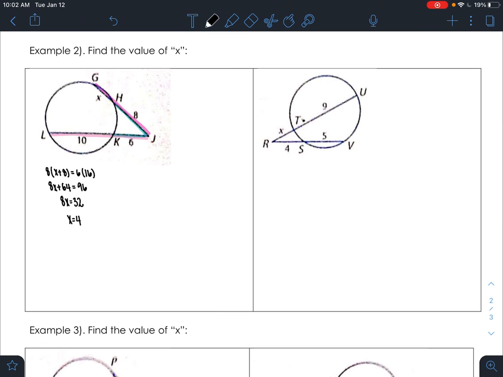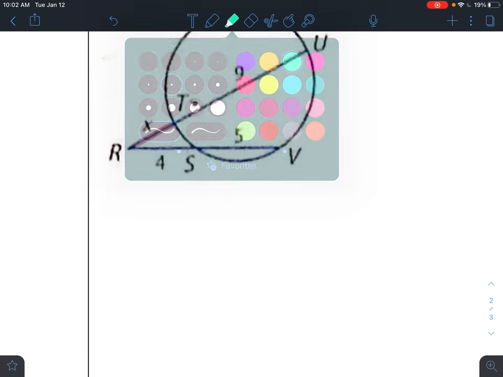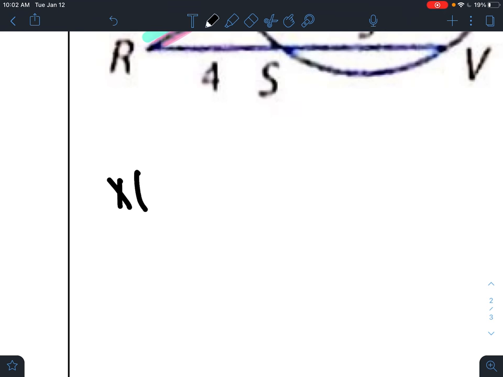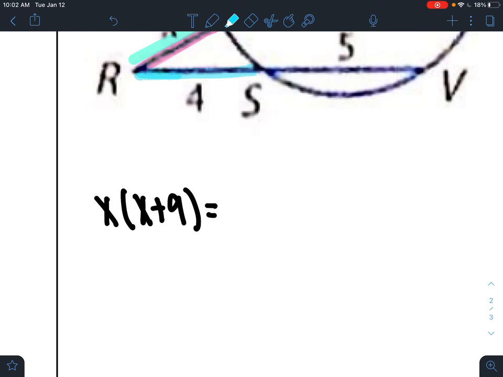Let's go ahead and try this next example. Looking at this one, I have x on the outside, and then I need to find the length of the full segment, which is x plus 9. So I'm going to do x times, in parentheses, x plus 9 equals, same idea here, this 4 on the outside, the exterior point, multiplied times the entire segment of 9. So 4 times 9.